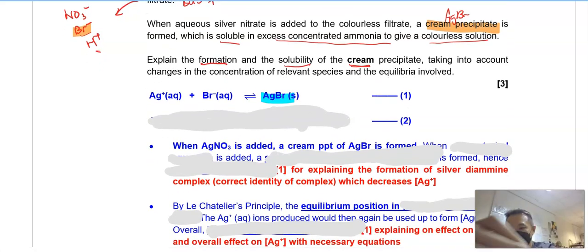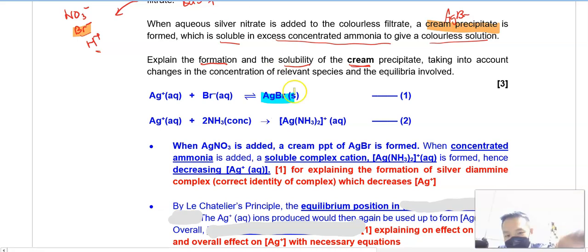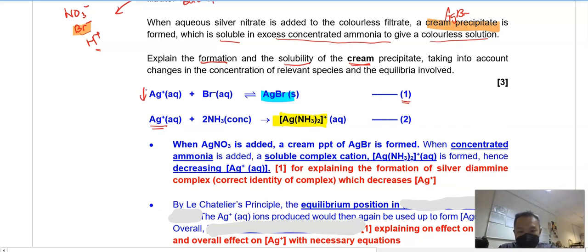What happens when concentrated ammonia is added? Now, when concentrated ammonia is added, we know that it forms a soluble complex, and this is the silver diammine complex that we have been talking about during the tutorial and in lecture. So your halide test, you get in practical 2 when you saw your silver chloride dissolving because you form your silver diammine complex. Now, when this is formed, what happens is that you use up Ag+, and therefore your Ag+ in equilibrium 1 will decrease. Your concentration of Ag+ will therefore decrease.